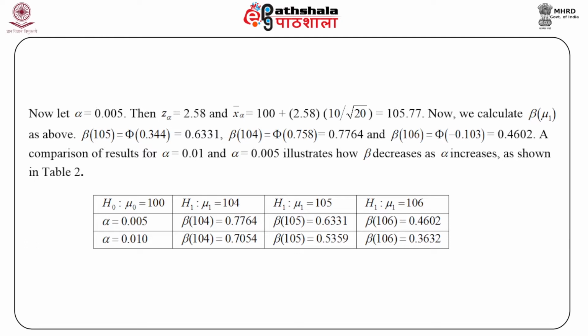So we have the null hypothesis where we have mu 0 equal to 100 and we have alpha equal to 0.005 and alpha equal to 0.010. In our second column, we have the alternative hypothesis of mu 1 equal to 104 and then of 105 and then of 106. And we have these different calculated values of betas for 104 and beta for 105 and beta for 106. So this table basically shows the relationship between the probabilities of type 1 error and type 2 errors.